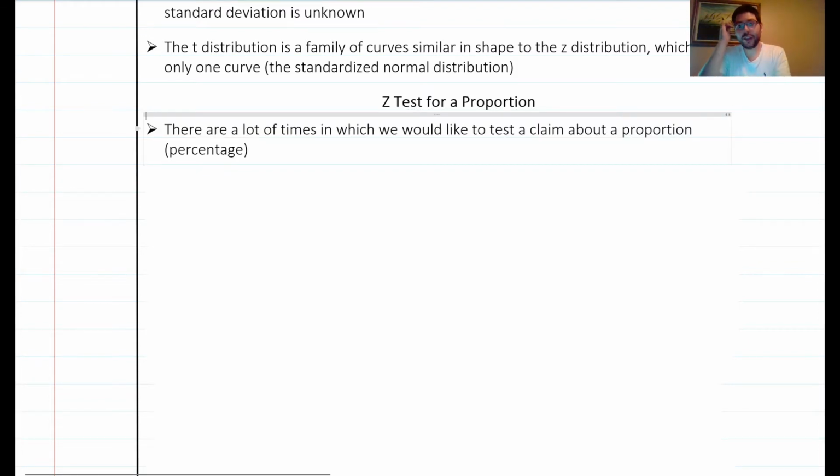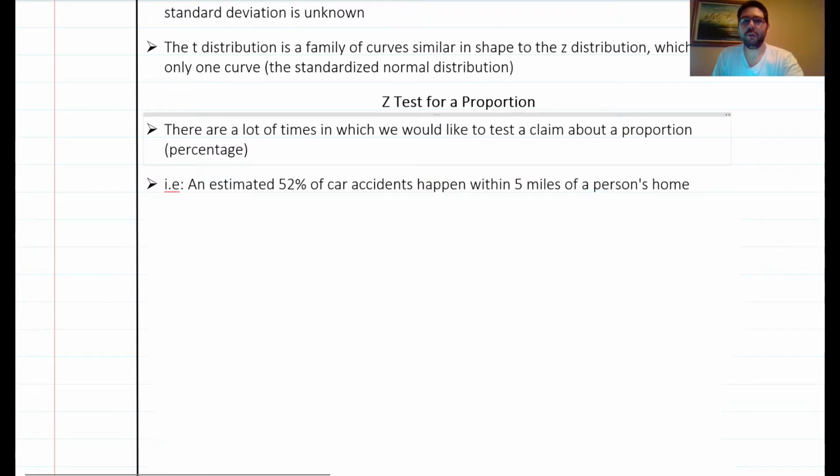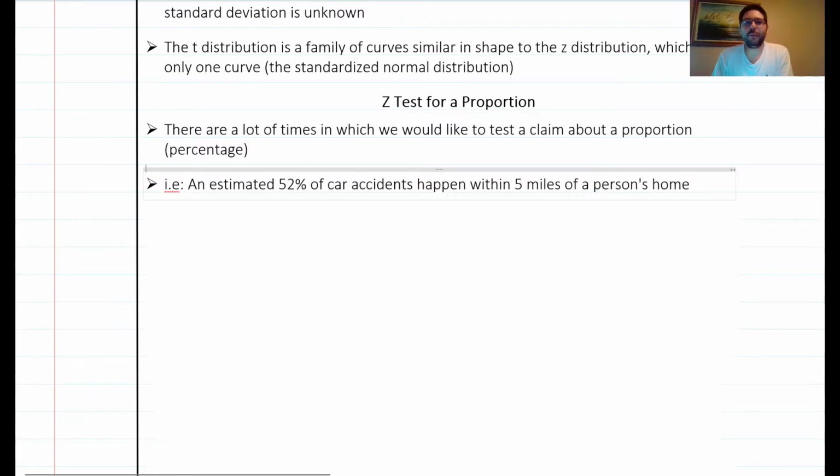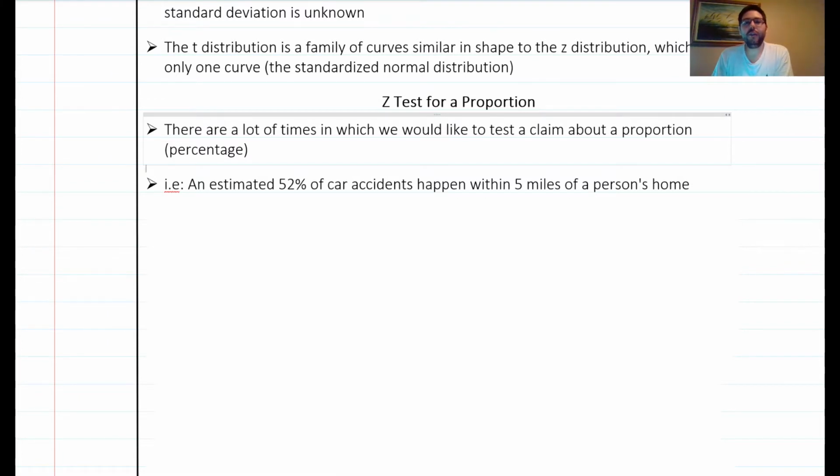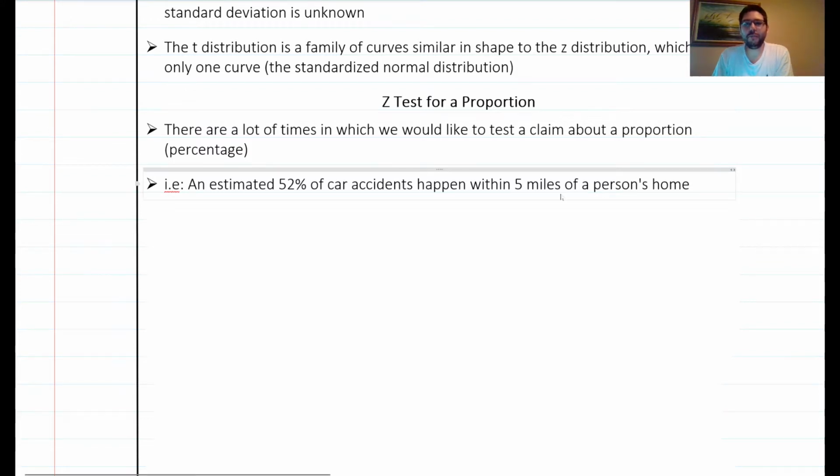Well, there are a lot of times in which we have to test a claim about a population proportion. For instance, when we're looking at percentages, for example, of car accidents or anything like that that's factual that you see in an article. For example, an estimated 52% of car accidents happen within 5 miles of a person's home. In that case, that would be a statistic that you would normally think of. In fact, we see a lot of claims that use percentages in them. So it's not surprising that we have to figure out how to address these claims.